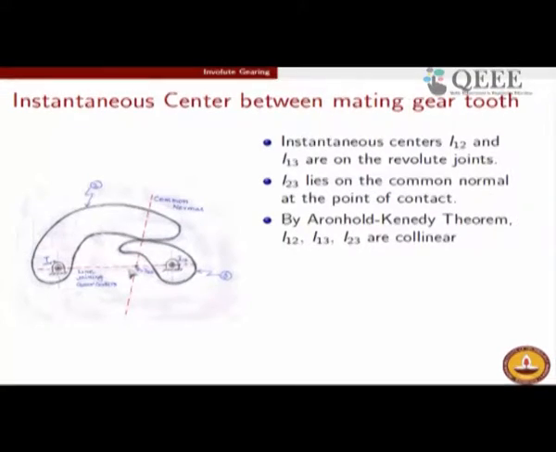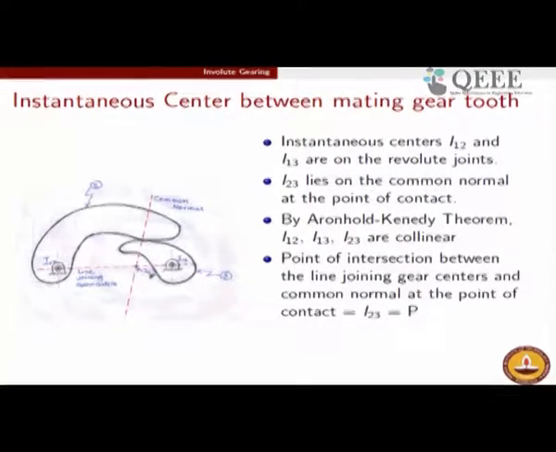We have also figured out from our discussion yesterday that this instantaneous center I23 has also got to lie along the common normal. So, therefore, to satisfy both these conditions, we must have the instantaneous center located at the intersection of the common normal between these two gear teeth and the line joining the two other revolute joints or the shaft centers. So, this point of intersection between these two red dotted lines, as you can see here, is the instantaneous center between the two gears.